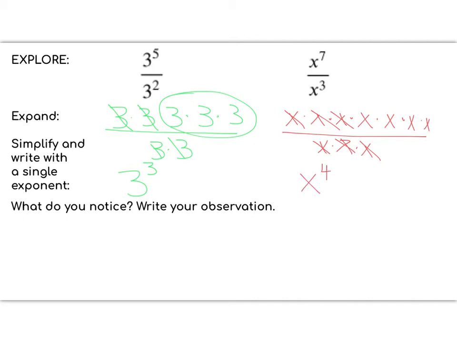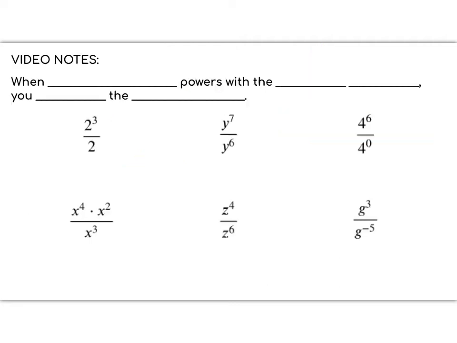So what I want you to see is that this time when we're dividing, we subtract the exponents. 5 minus 2 is 3. 7 minus 3 is 4. So we subtract the exponent. The base doesn't change. So when dividing powers with the same base, the base has to match. You subtract the exponents, and the base doesn't change.